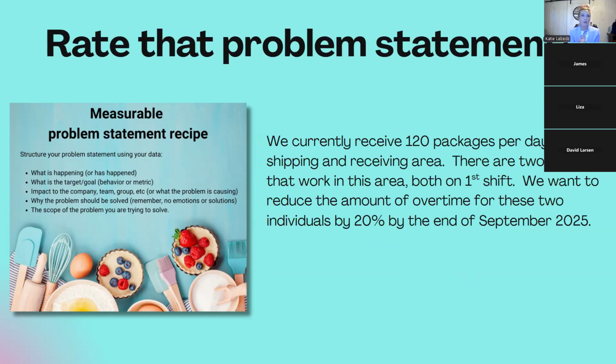So we got one thumbs up. It is okay for a foundation. Again, we're missing some information, right? So they want to reduce the amount of overtime. How much overtime are they doing, right? So we want to know that. So we have the target and goal. They told us what is happening, but again, we need to know how much overtime are they working? What's the impact to the company? Why should we solve this problem, right? And the scope. Are you saying only shipping, receiving? You need to be crystal clear when it comes to that.